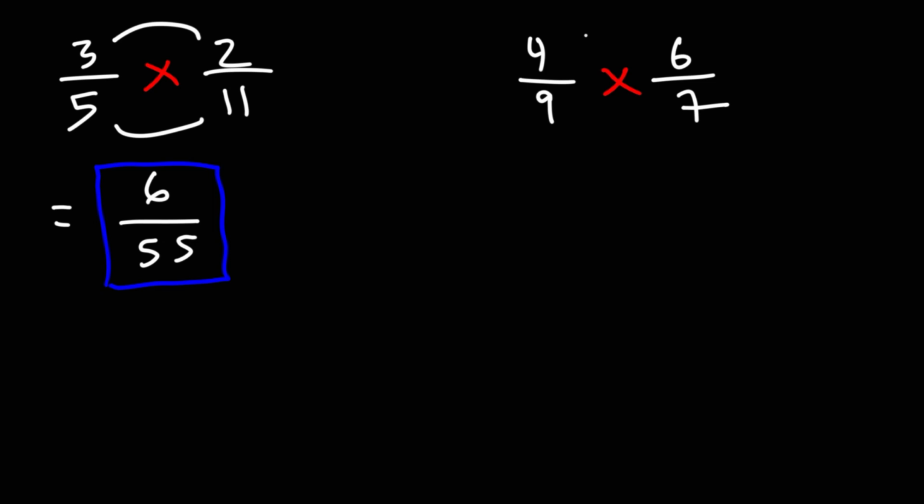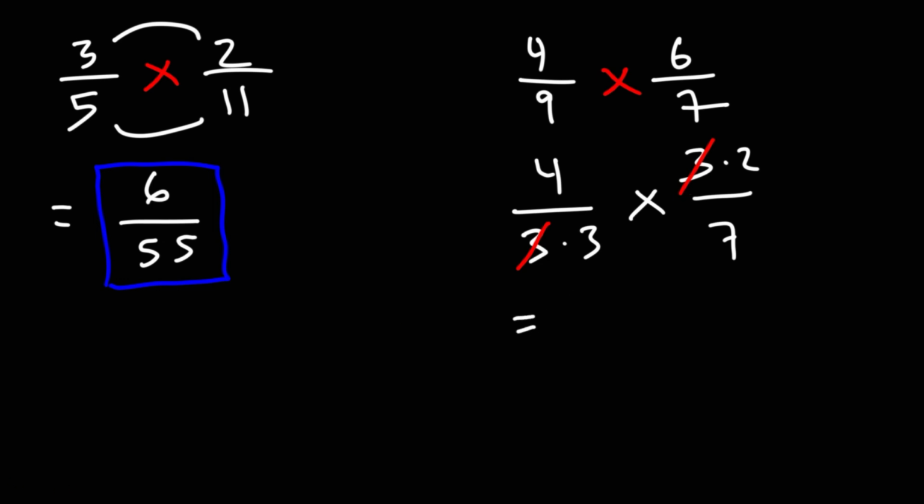For the second example, we could do the same thing. But before we do that, we want to simplify. 9, we can write that as 3 times 3. 6, we can write that as 3 times 2. Can't really do anything with the 7. And the 4, I'm just going to leave it that way. Notice that we could cancel a 3.